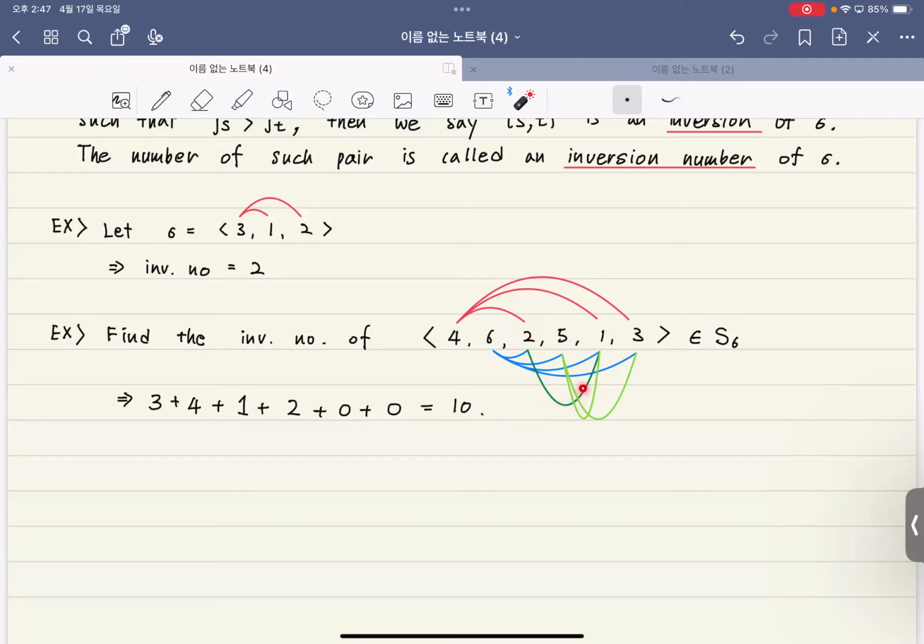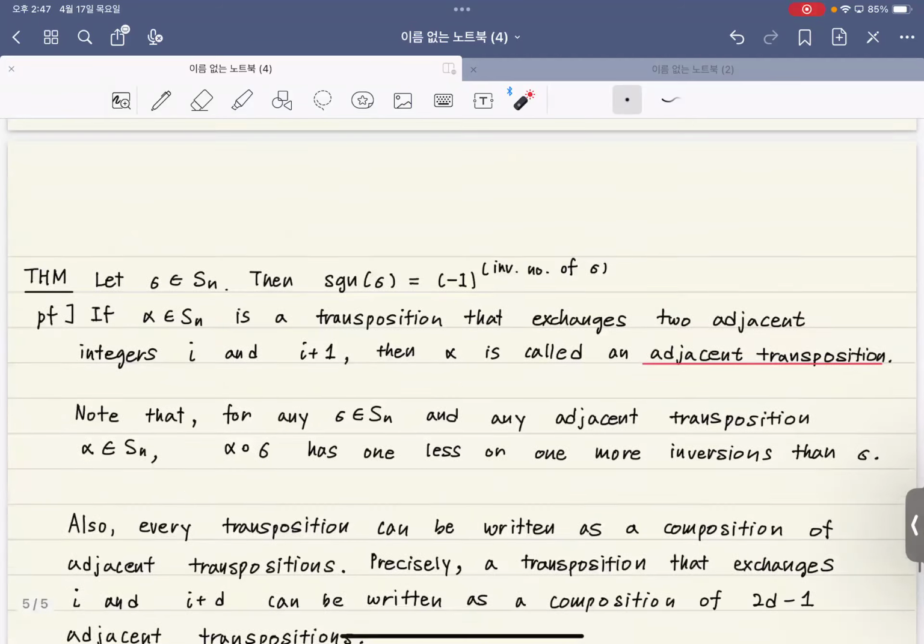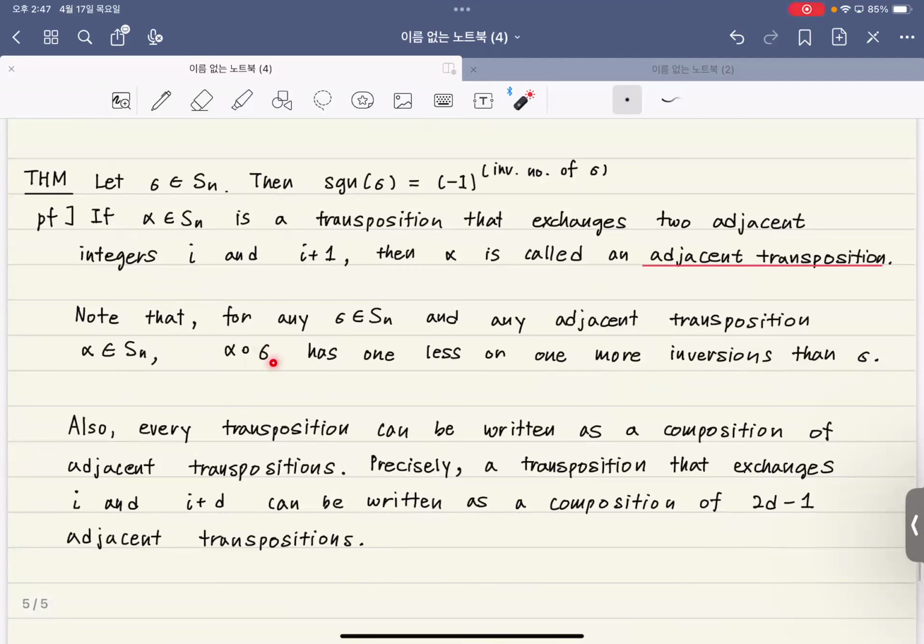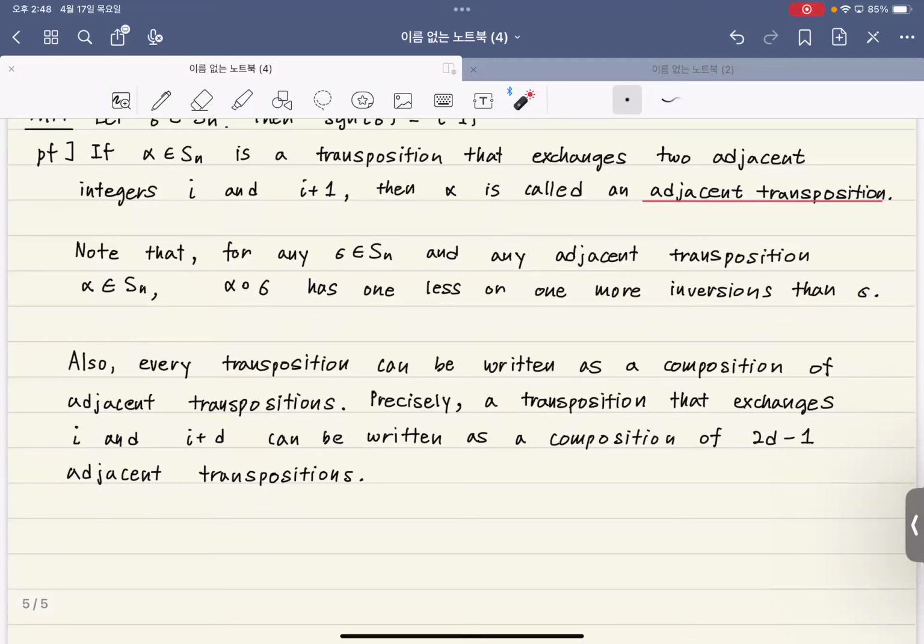This inversion disappears. So because of this reason, if you compose any permutation with adjacent transpositions, then the number of inversions just changes by 1, plus or minus, but always changes by 1. Yeah, that is the point. Now, this is another very interesting observation. Every transposition can be written as a composition of adjacent transpositions. Transposition is a permutation, and every transposition can be written as a composition of adjacent transpositions.